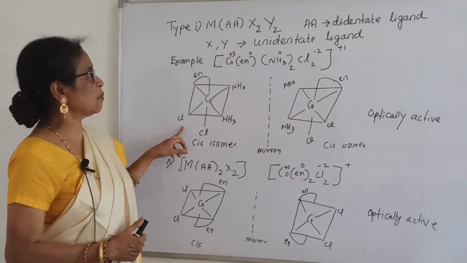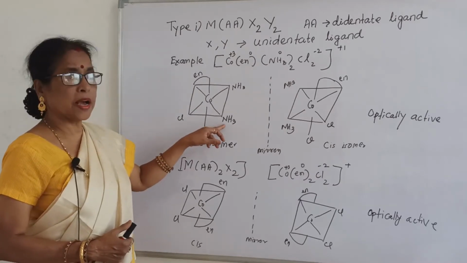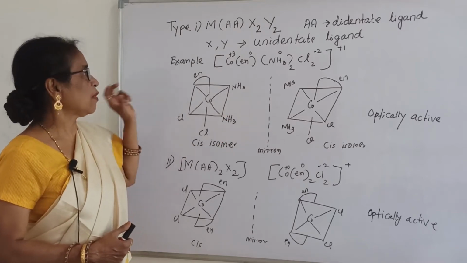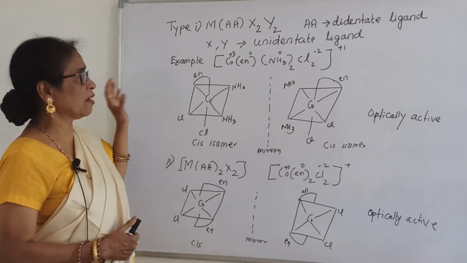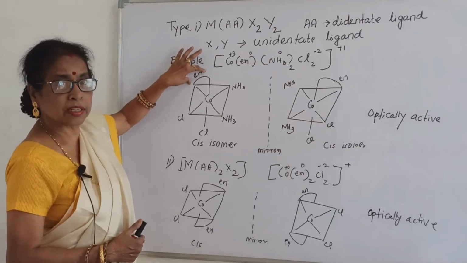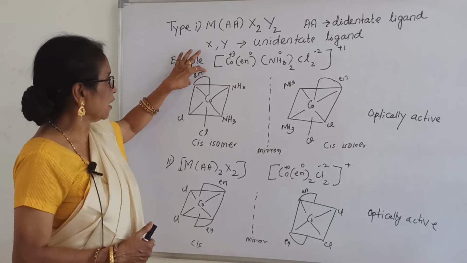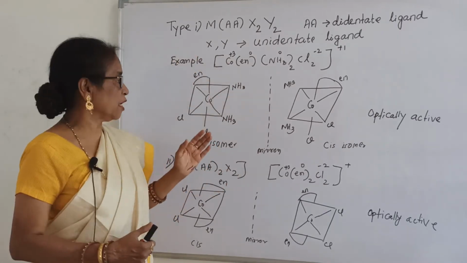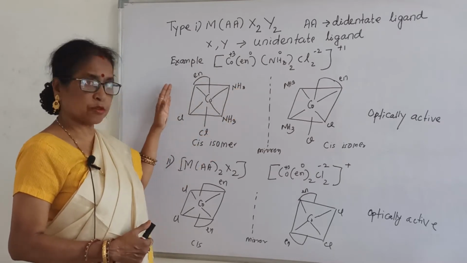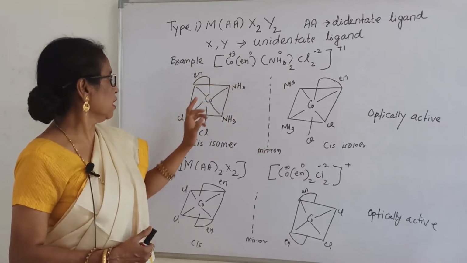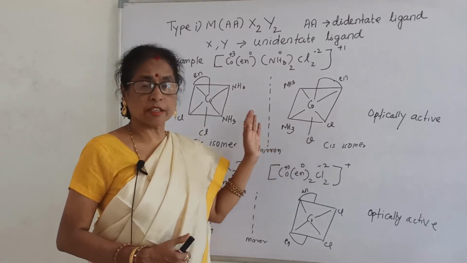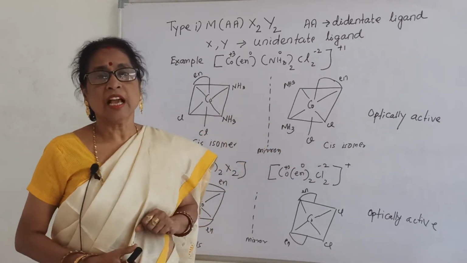Here this is the cis form. You can observe, if I write NH3 and NH3 this side and Cl and Cl this side, what is remaining? Ethylene diamine, or you can say ethane-1,2-diamine, and here you put this one. Similarly, if you take the mirror image of this, you can exchange: NH3 comes here, en comes here, and Cl comes to this side. That means it is also cis, and that is the mirror image, so it is optically active.